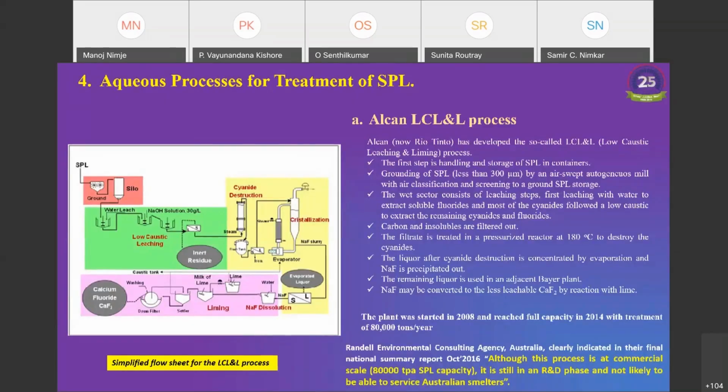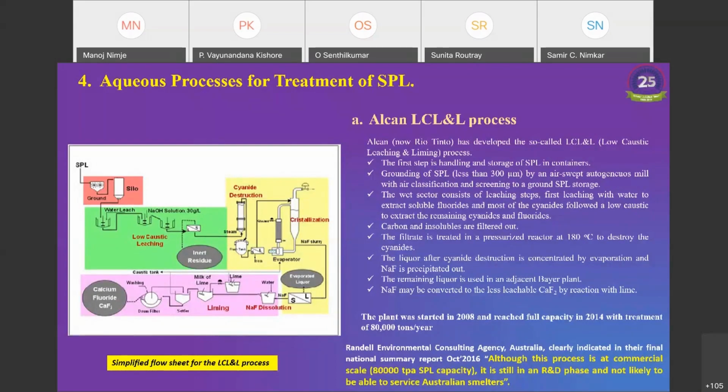Until now, we have seen three techniques for disposal, treatment, and utilization of SPL, such as controlled disposal of SPL in landfilling, utilization of SPL for other industries, and pyrometallurgical processes for treatment of SPL. Now we will see the aqueous process for treatment of SPL. First is the Alcan LCL&L process.